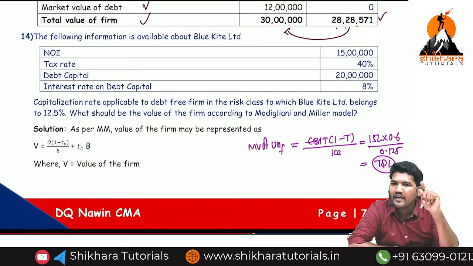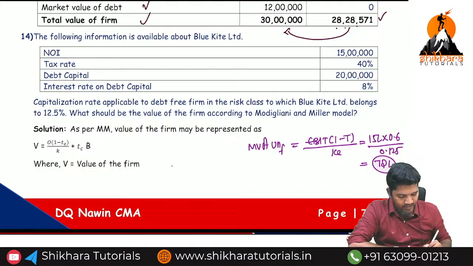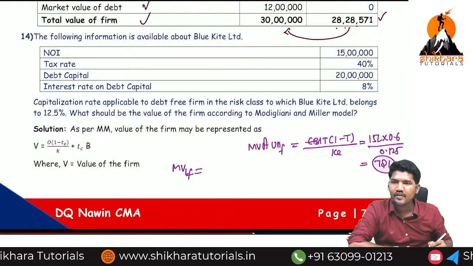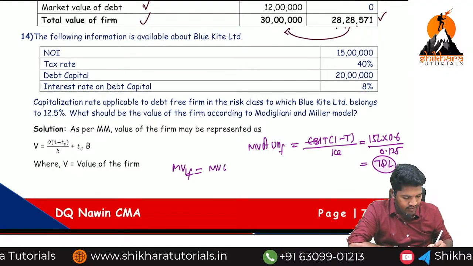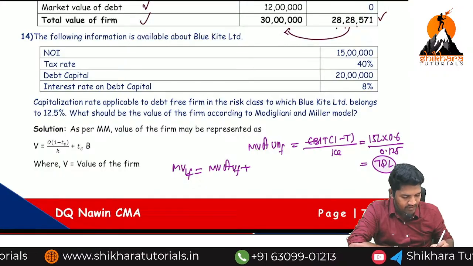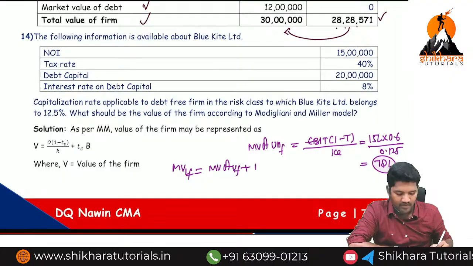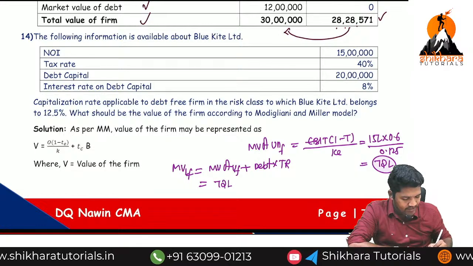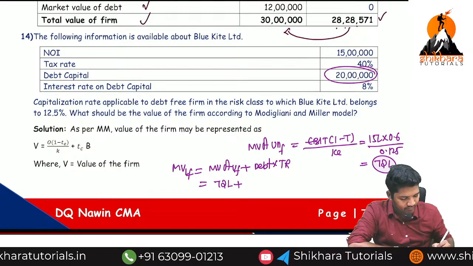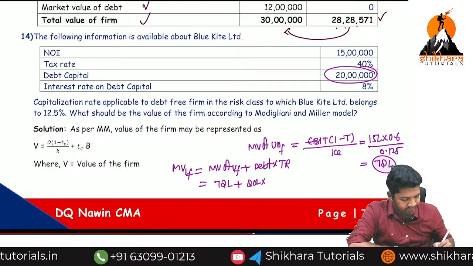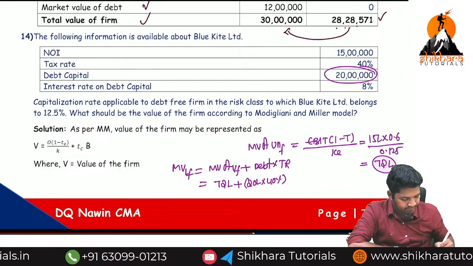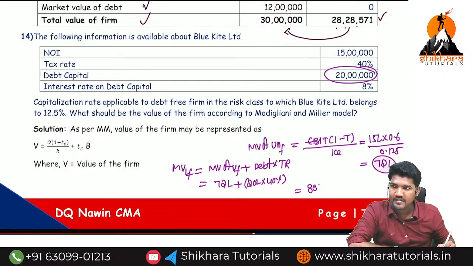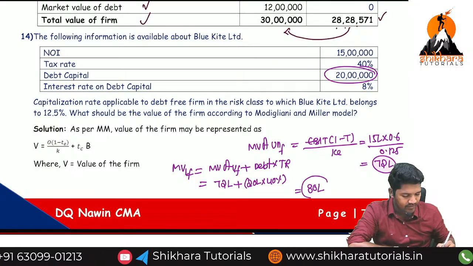But I want equity plus debt firm value. Now, market value of levered firm. Market value of levered firm is nothing but market value of unlevered firm plus tax benefit. How to calculate tax benefit? Debt into tax rate. I already calculated 72 lakhs, plus debt value 20 lakhs into tax rate 40%. That is 80 lakhs: 72 plus 8, total 80 lakhs. This is a way to find out.